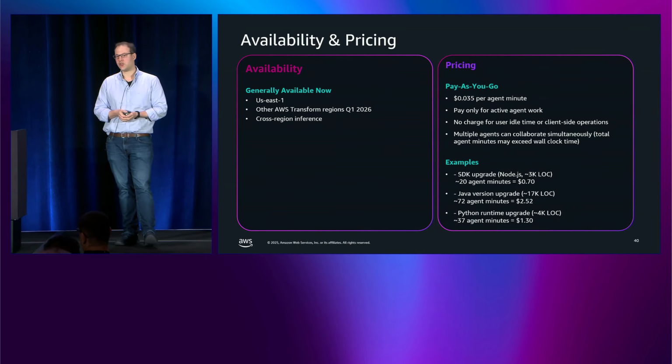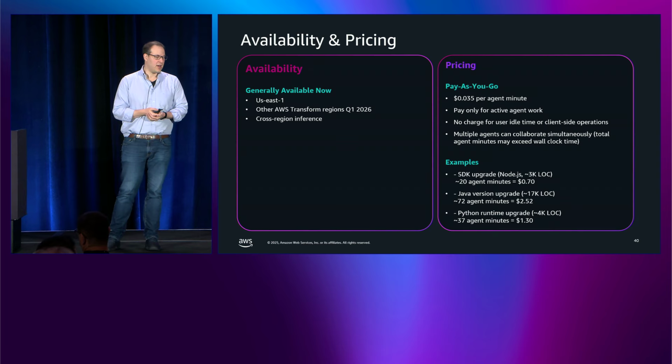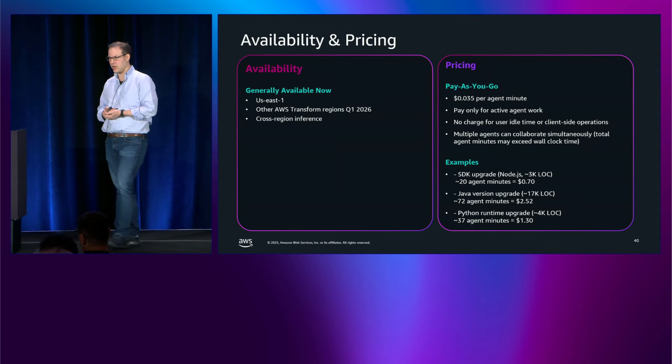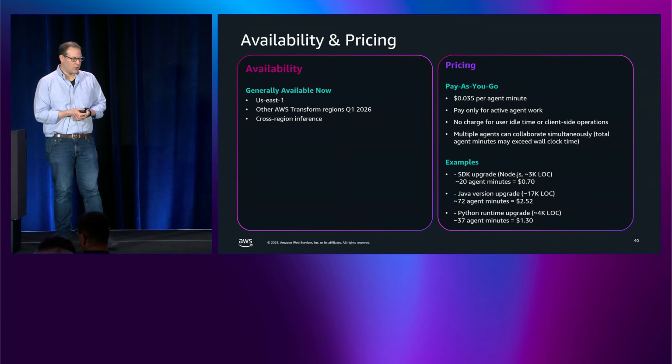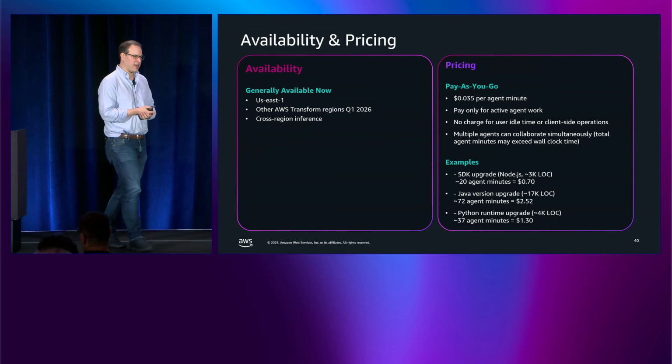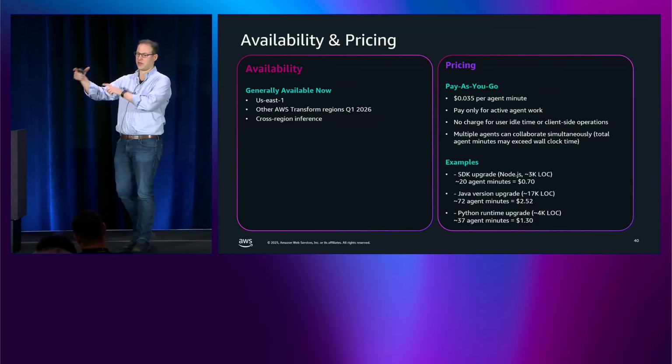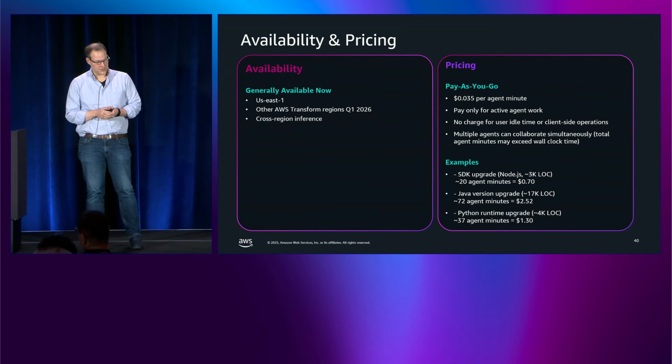This is generally available. It's available in US East 1 today. And we're going to add all the other AWS Transform regions in Q1. We are in 8 regions. We do have cross-region inference, but it is geo-related, so North America, Europe, and things like that.